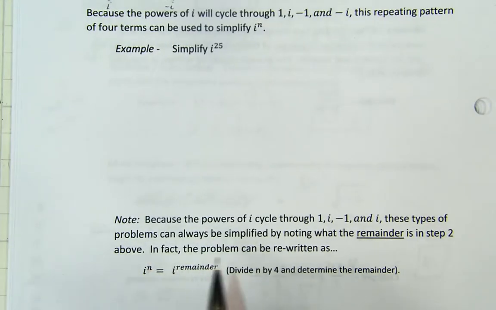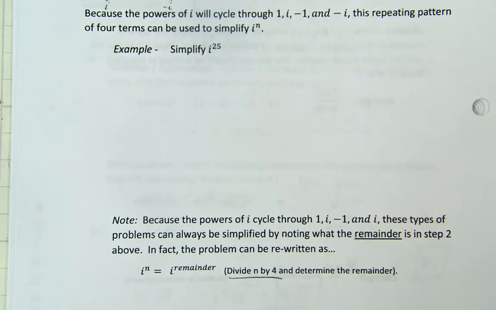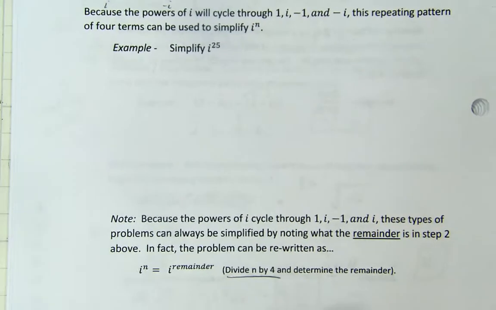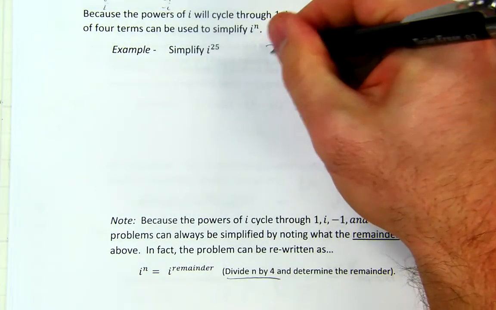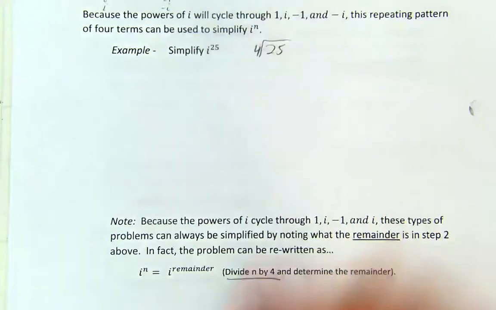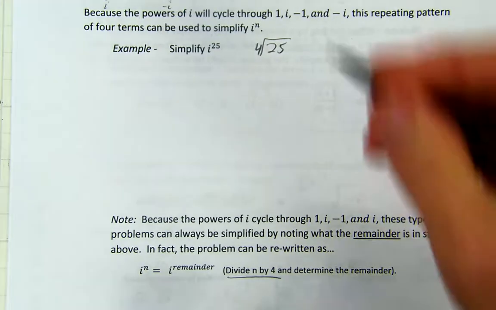Because the powers of i cycle through 1, i, negative 1, and negative i, these types of problems can always be simplified by noting what the remainder is. So i to the n is the same thing as i to the remainder. We want to divide that number by 4. If we have our example of i to the 25, we're going to take 25 divided by 4. I know we use long division here, but it's not really necessary.